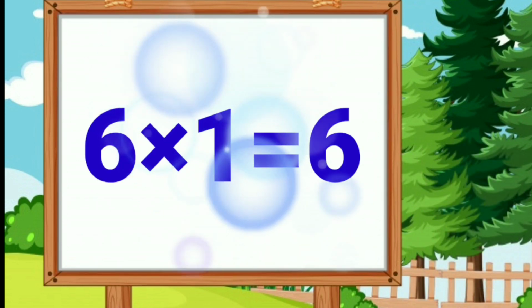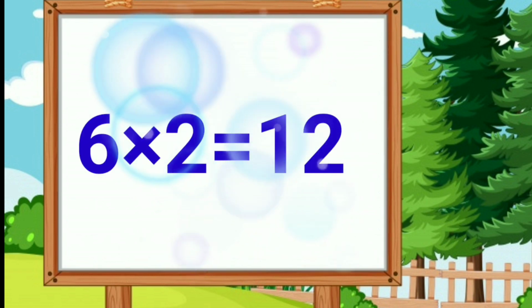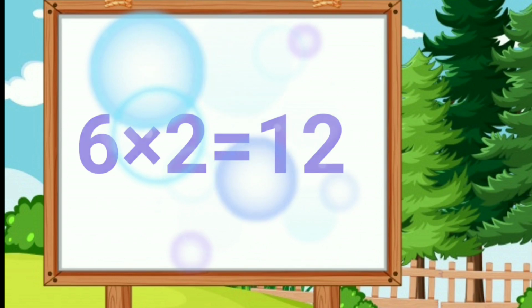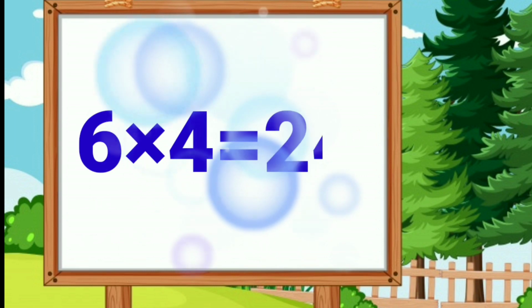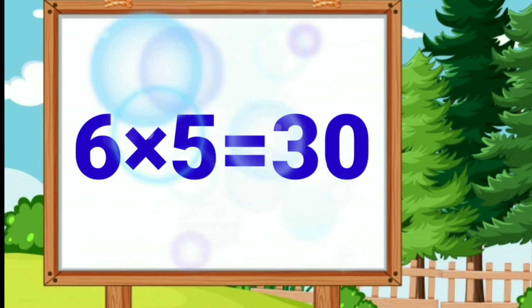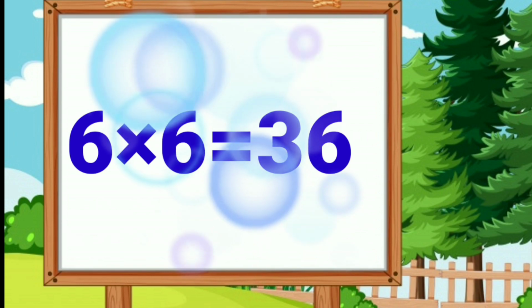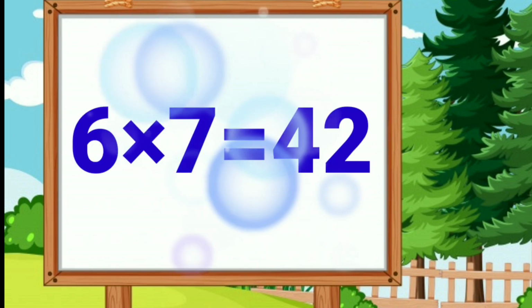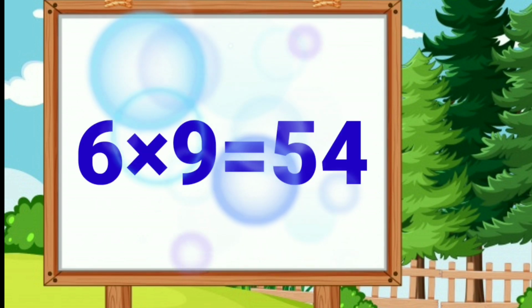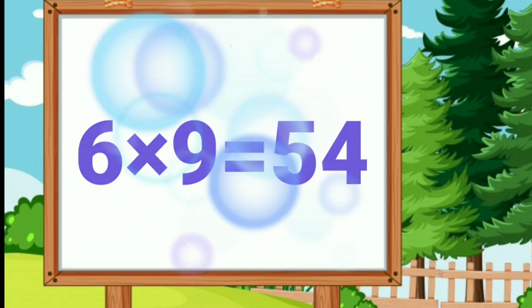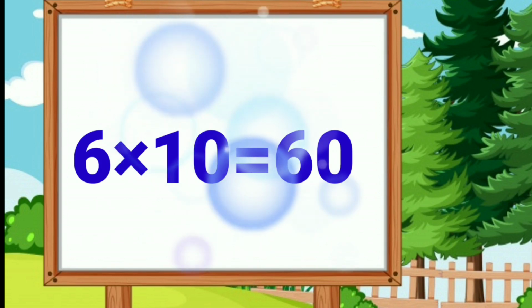Six ones are 6. 6 twos are 12. 6 threes are 18. 6 fours are 24. 6 fives are 30. 6 sixes are 36. 6 sevens are 42. 6 eights are 48. 6 nines are 54. 6 tens are 60.